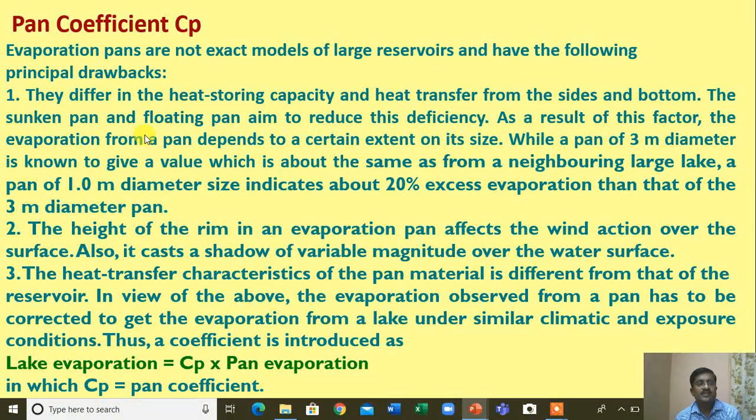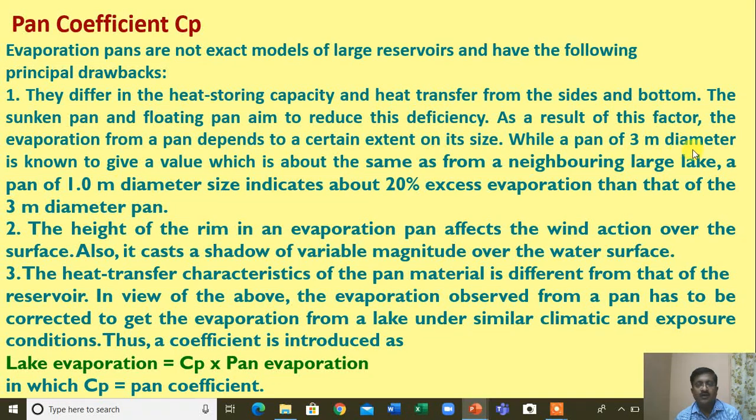Then let's move to the next part, the pan coefficient Cp. Evaporation pans are not exact models of large reservoirs and have the following principal drawbacks. First, they differ in heat storing capacity and heat transfer from the sides and bottom. The sunken pan and the floating pan aim to reduce the deficiency. As a result of this factor, the evaporation from a pan depends to a certain extent on its size.